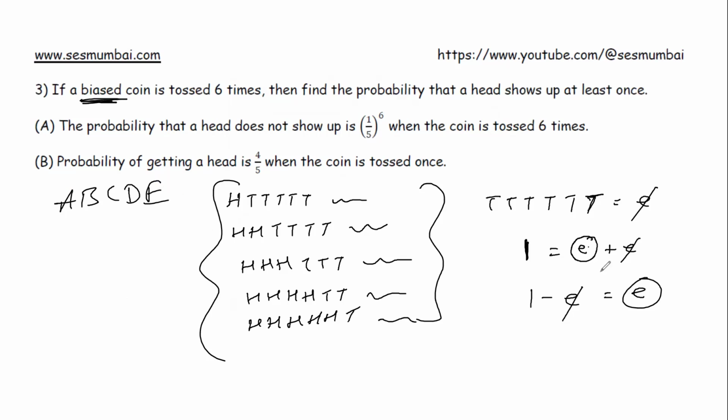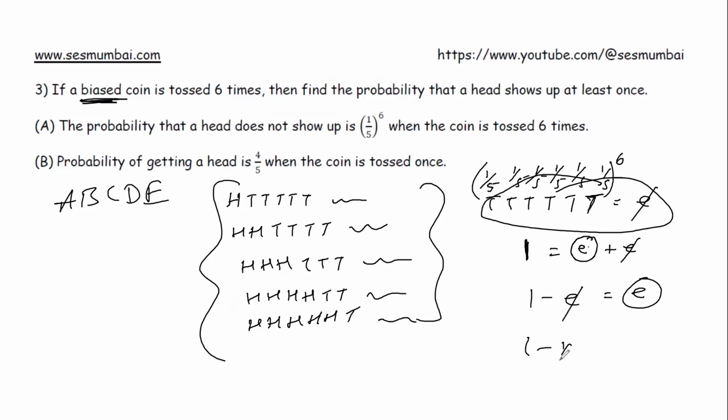So out here, statement A. Remember, we are looking to find the probability of getting all tails and subtract it from 1 to get our answer. The probability the head does not show up is 1/5 raised to 6. So this coin has a 20% chance that it will show up as a tail. That's what it means. So 1 minus 1/5 raised to 6 gives us the answer for the probability that a head shows up at least once. So A answers, so it's either A or D.